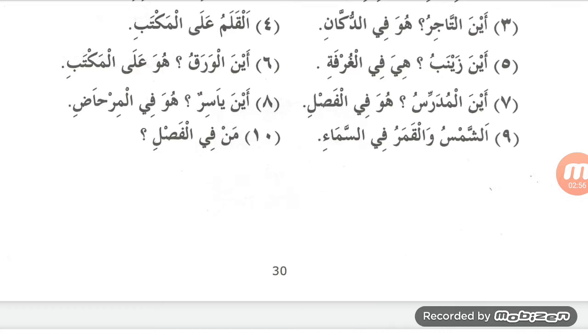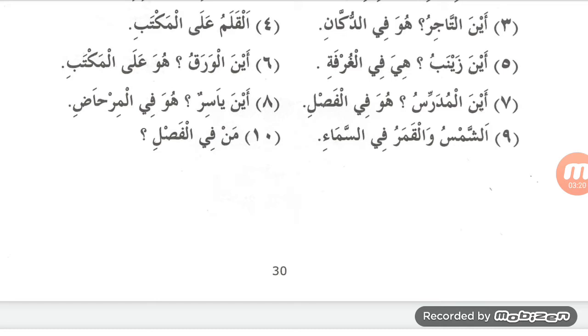Aina means where. Tajir is businessman, trader. Aina tajiru, where is the businessman? Huwa fid dukani, he is in the shop. Huwa, he, fid dukani is in the shop. Huwa fid dukani, he is in the shop.